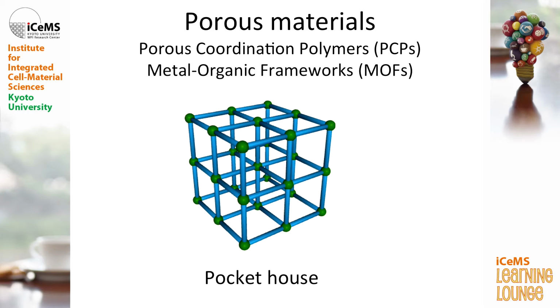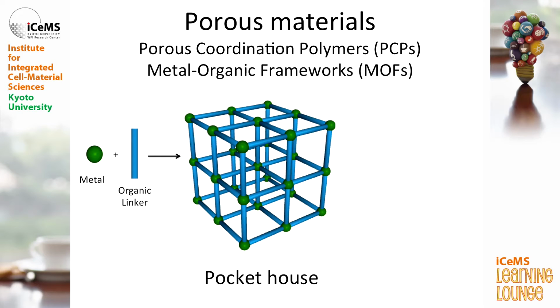So researchers have been focusing on developing materials that can efficiently trap carbon dioxide. And in the field of porous materials, there are very promising materials called porous coordination polymers or metal-organic frameworks. These materials are composed of metal ions and organic linkers. If you combine these two components, you end up with a highly porous material, highly ordered in a three-dimensional structure. I call it here a pocket house.